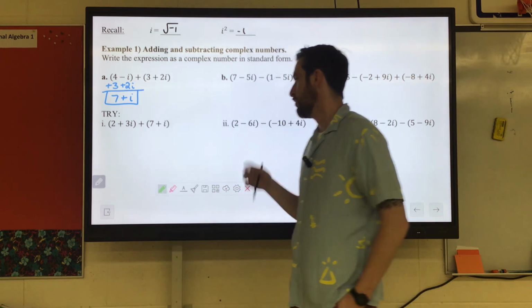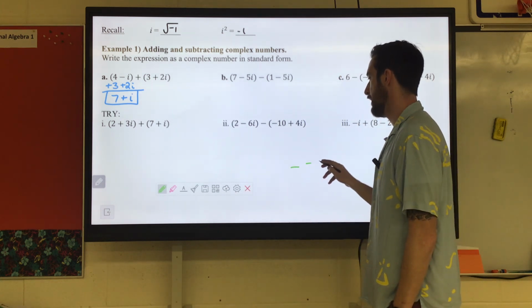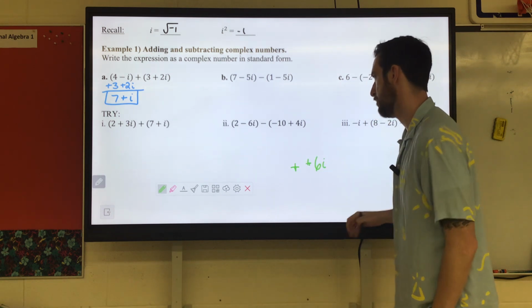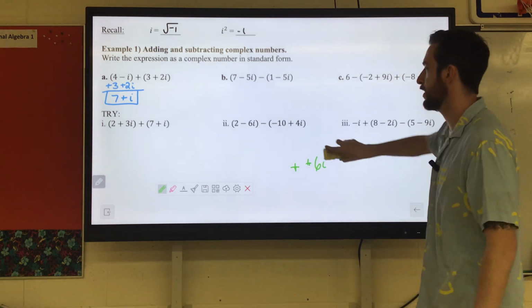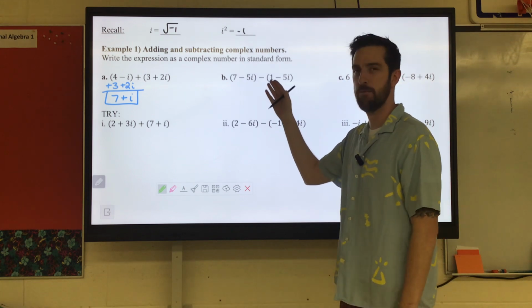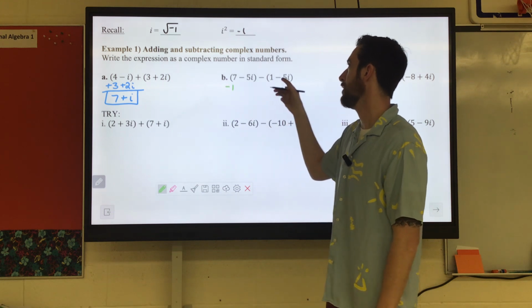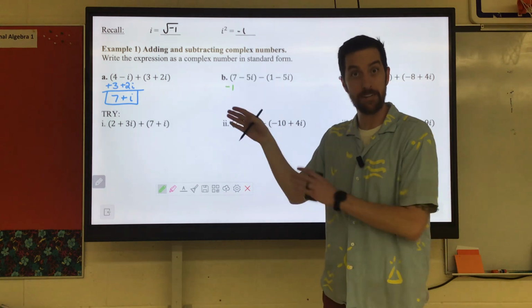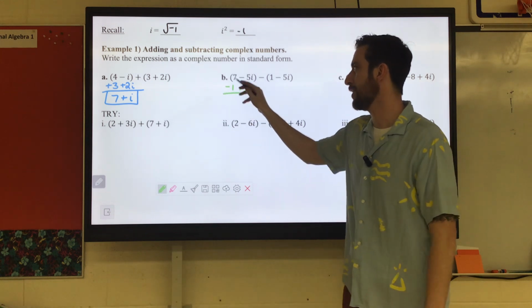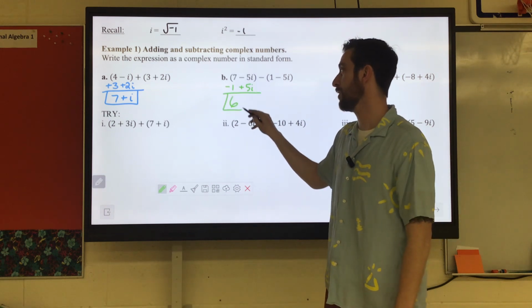Something to be careful for with subtraction, though. Here's what I recommend. This avoids having to worry about like minus -6i is really plus positive. What I do right away on something like b is when I have minus, I just change everything in the parentheses after it to its opposite. So I make it -1 and I make it positive 5i because it would be minus -5i. So I just make it plus 5i and then that's handled. So 7 minus 1 is 6, -5i plus 5i cancels. So that one just comes out to 6.